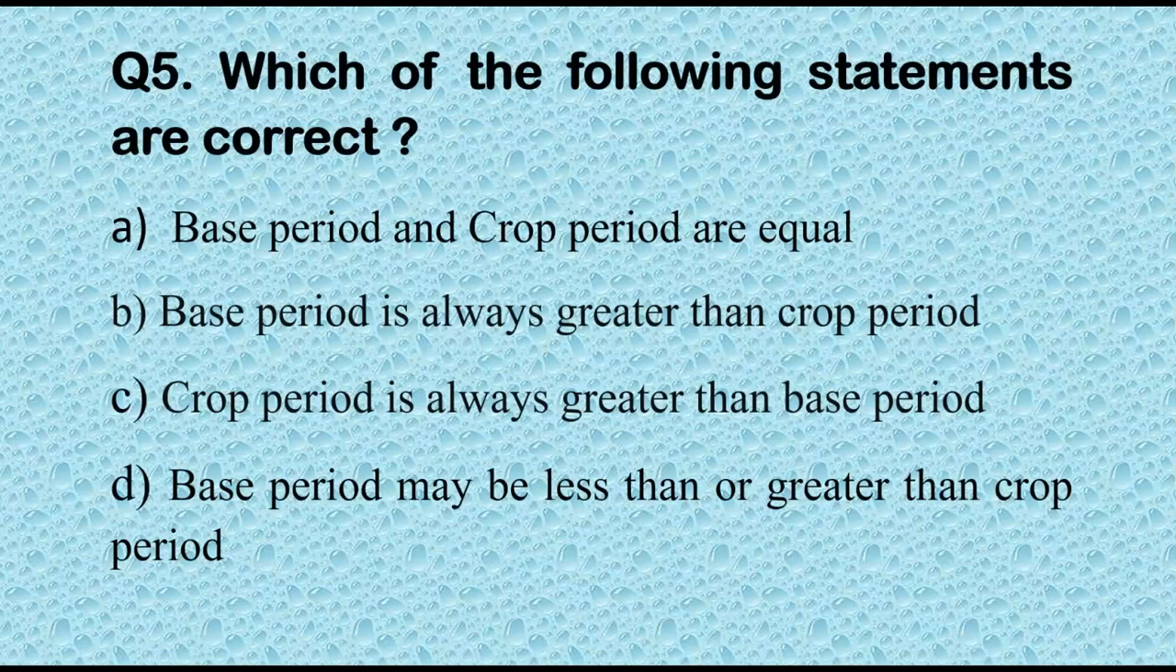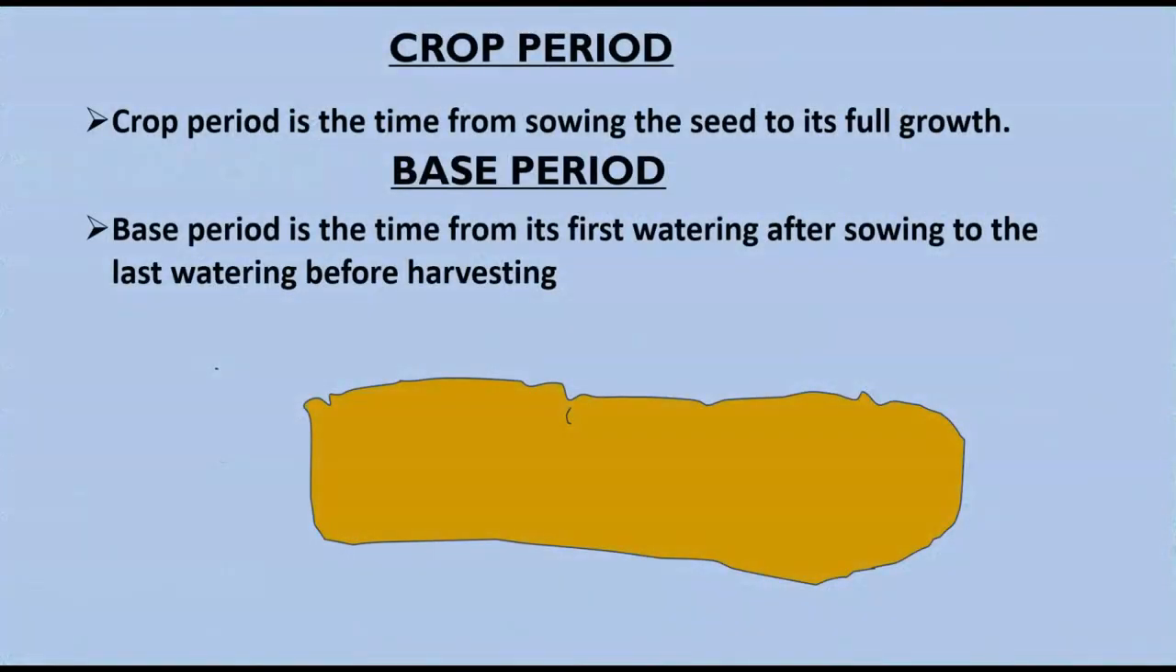Question 5. Which of the following statements are correct? Option A, base period and crop period are equal. Option B, base period is always greater than crop period. Option C, crop period is always greater than base period. Option D, base period may be less than or greater than crop period. What is crop period? Crop period is the time from sowing the seed to its full growth. Base period is the time from its first watering after sowing to the last watering before harvesting.